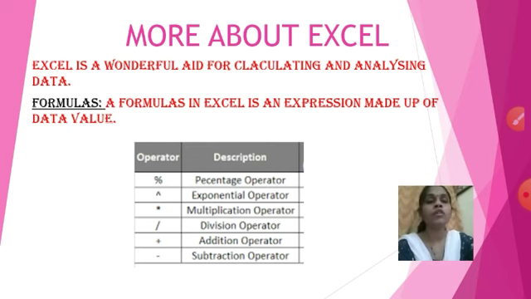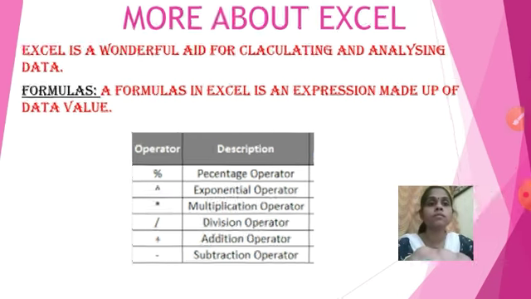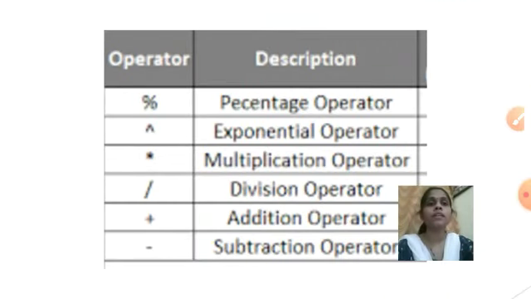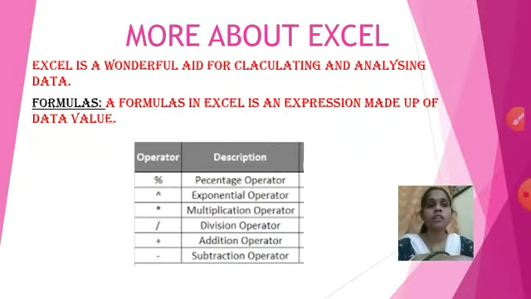But before that, I want to recall some of the operators which we use in math, and also we can use them in our Excel spreadsheet. Okay, which are the operators? The operators are percentage operator, exponential operator, multiplication operator, division operator, addition operator and subtraction operator. These are the operators which we use in Excel for formula purposes. Got it? If you want, note down all these operators.